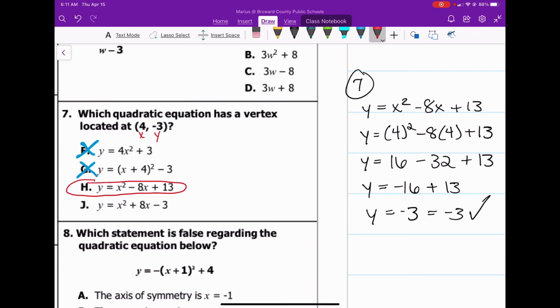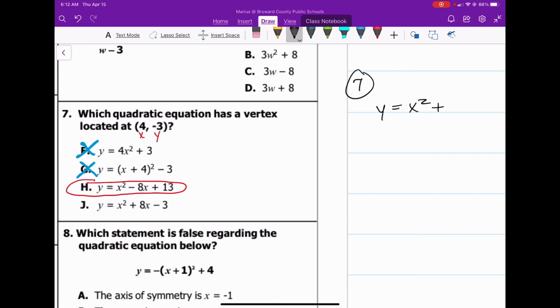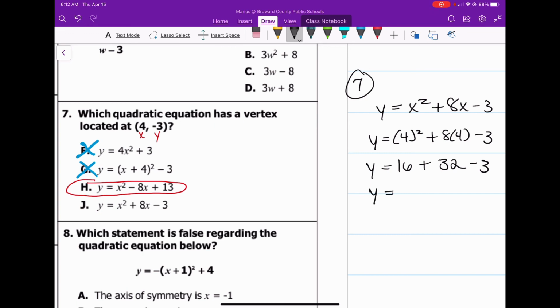And just to make sure that J is not an answer, we'll do the work for that and see what we come up with. So you can see that when we plug in 4 for J, we're not going to have negative 3 as an answer. So watch, we have y equals 4 squared plus 8 times 4 minus 3. y equals 16 plus 32 minus 3. y equals 48 minus 3. y equals 45, which is not equal to negative 3. So once again, J would not be an answer.